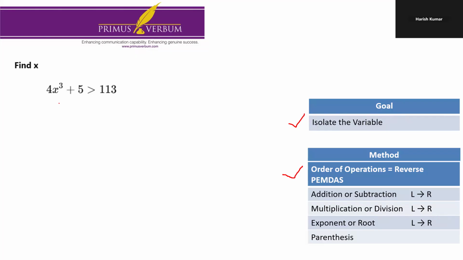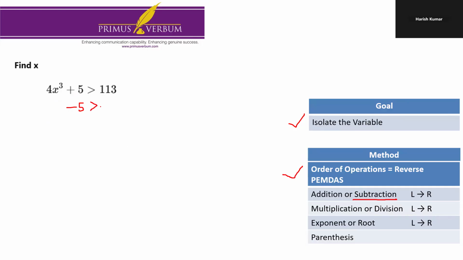We have 4x cubed plus 5 on the left hand side, and I would like to isolate the variable x on the left hand side itself. So the first thing I'm going to do is perform either addition or subtraction. Is there a need for it? Yes. I can clearly see that if I perform the subtraction operation, I can get rid of the plus 5 on the left hand side of the inequality.